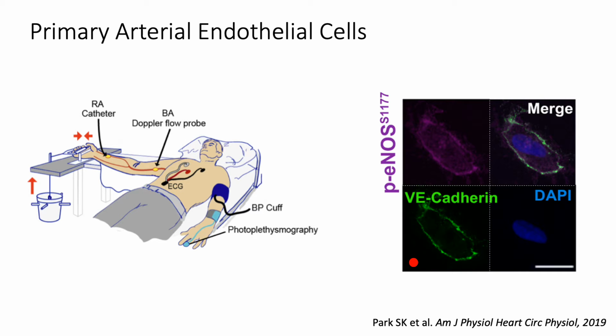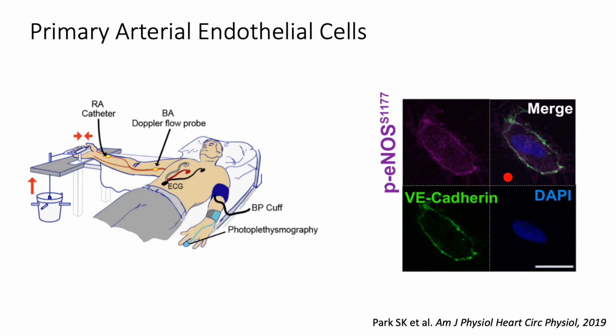The bottom left is VE cadherin, which is specific to endothelial cells. The bottom right is DAPI, which is specific to the nuclei. The top left is phospho-eNOS, which precipitates nitric oxide generation, and the top right is a merge of all three of these. This method of treating and obtaining cells provides many valuable insights.